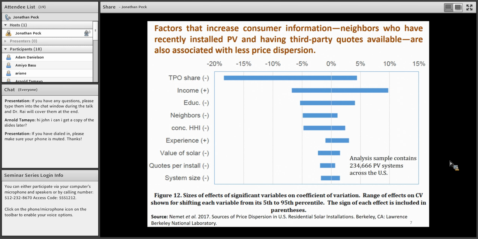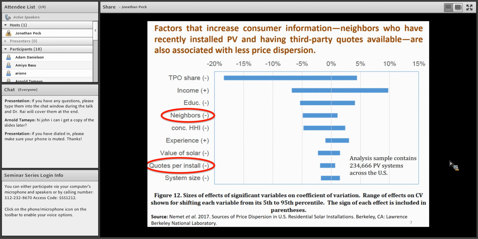But the first point there is that depending on the type of business model or financing that is backing these systems, that's an important piece of understanding the price variation of these systems. I'll have a little bit more to say on that on the next slide. And the second set of important variables are those related to information. The minus or plus signs indicate the relationship of these variables with the coefficient of variation.